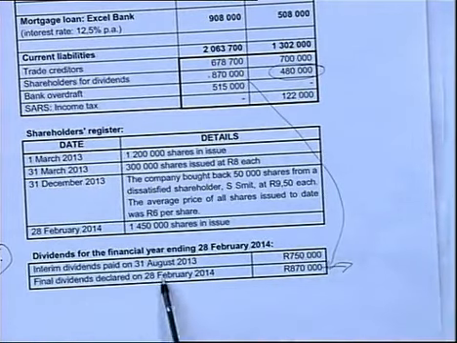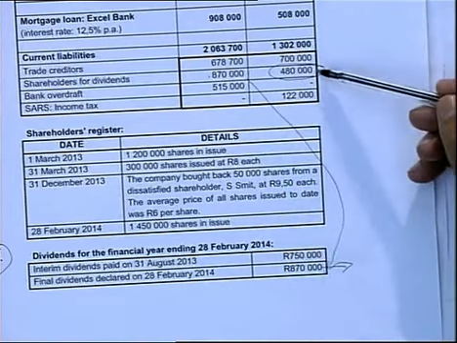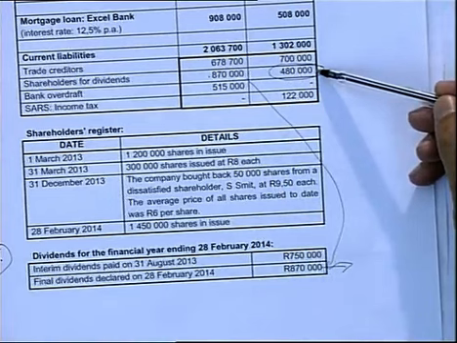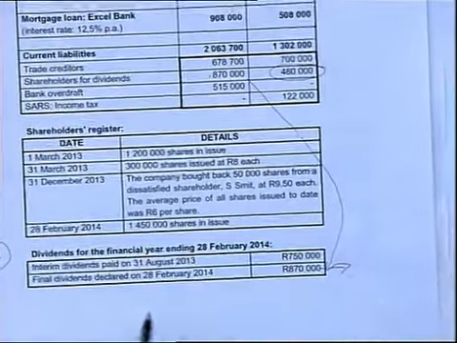The final dividend declared on the 28th of February is 870. That means the 870 was not paid. That's why it's the balance. So what was paid was the opening balance of the 480,000 plus the 750,000 interim dividend that was paid. That's why we just added those two figures together to get the dividend that was paid.